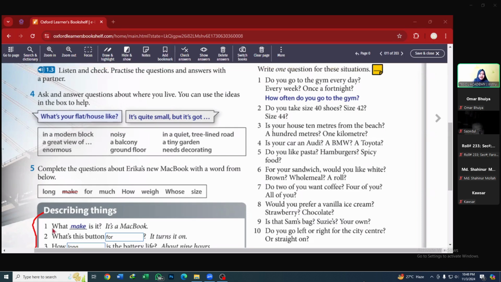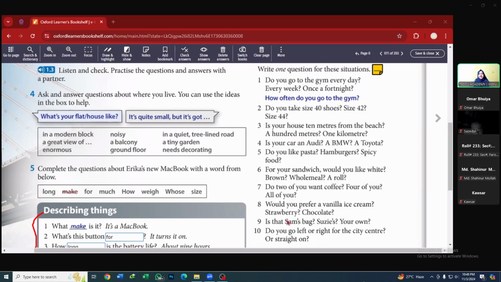Okay, moving on to Mr. Shahinur. Could you do number 8? Yes. Go on. What kind of ice cream do you prefer? Very good. Or more specifically, it can be what flavor of ice cream would you prefer? Because the options that are given, vanilla, strawberry, chocolate, these are all flavors, right? So we can ask, what flavor of ice cream would you prefer? Very good, Mr. Shahinur. Well done.